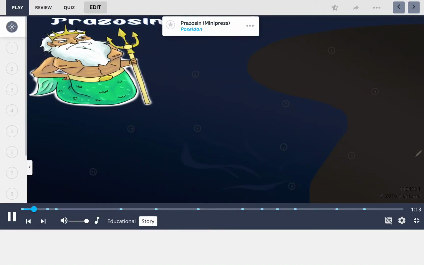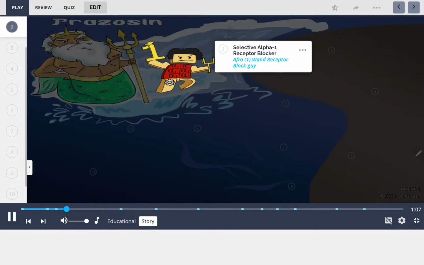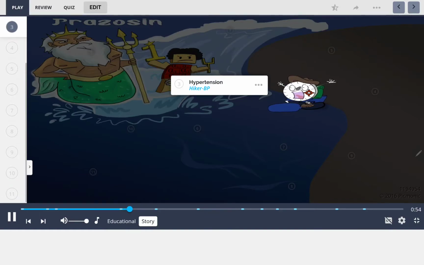To remember prazosin, think of an angry Poseidon, the god of the ocean. He and his friend, Afro 1-1 receptor block guy, have had enough of people polluting and destroying his beloved ocean. So with their powers combined, Poseidon and Block Guy were able to use the waters as their weapon and created a massive tidal wave that engulfed local hikers like hiker BP. BP wasn't the only hiker affected.